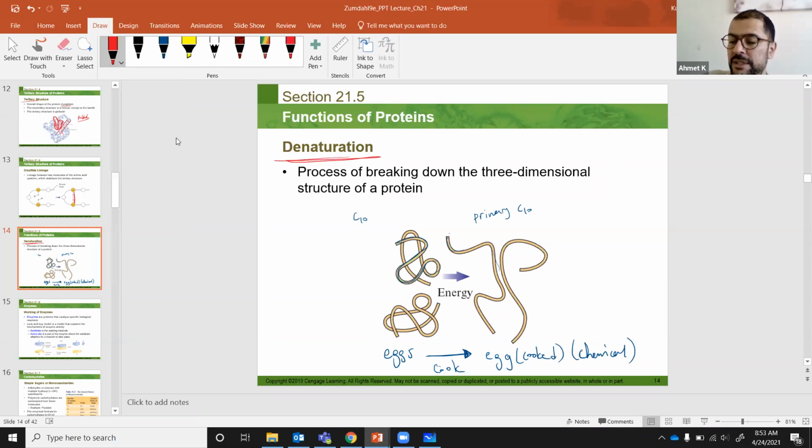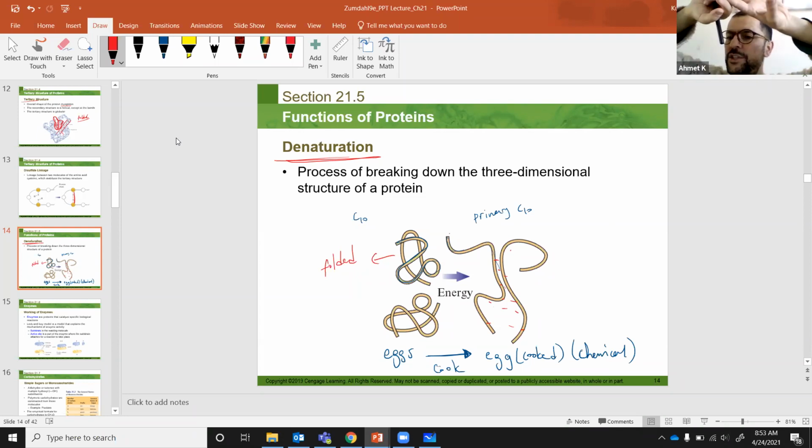Right? Because this is chemical, because we are breaking down the three-dimensional structure of the protein. So this is a folded protein, and whenever you break up those interactions between these, there are thousands of interactions. Once we apply energy, once we apply heat, we are breaking up those interactions, and it's getting unfolded. And so we call this denaturation, okay?